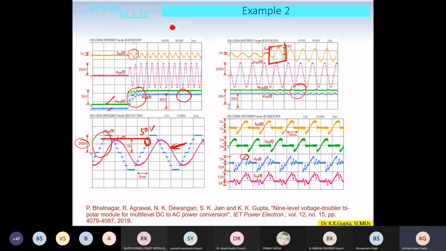But like you can appreciate, the two advantages are very attractive, right? What are the two advantages? One is the voltage gain that we are able to achieve, and the other one is balancing of the capacitors. You don't need a closed loop system, you don't need sensors for the inverter part here.